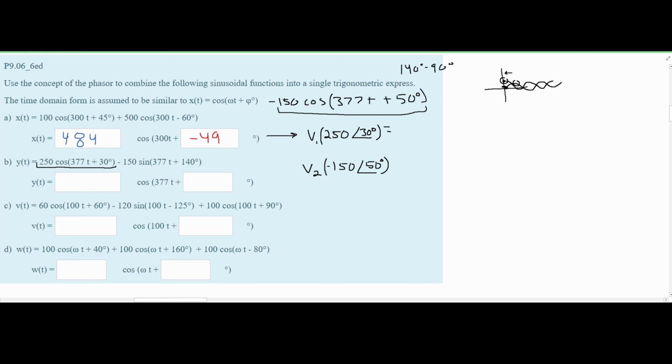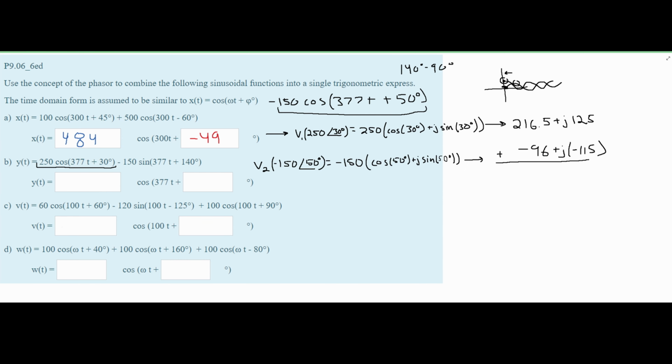I'll write it out once here, where we have our Vm out front, and then inside of here we're going to have the cosine of our angle plus j times the sine of our angle, and then we're just going to factor this and solve for both of them. Once we have both of these, we are just going to add them together. From here we have this. Now we just need to convert it back into the form that it's asking for us right here.